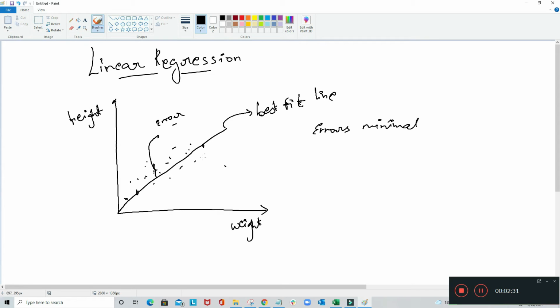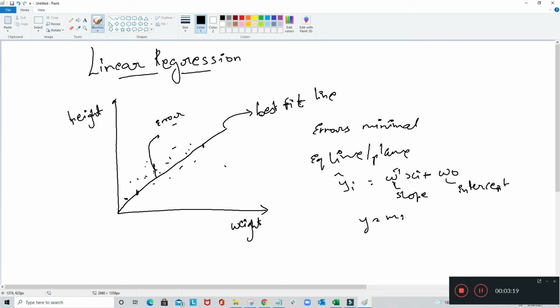Let's say the equation of the line or the plane is given by y hat equals w transpose xi plus w0, where we have w0 and w1. I'll remove w transpose, or we can have it if it's a plane. This is the slope and this is the intercept. It is similar to our equation of line, right? y equals mx plus c. This is for two dimensions and this is for higher, multi-dimensional cases.